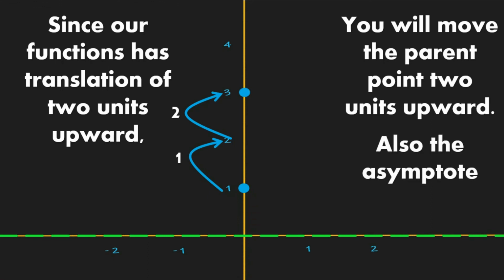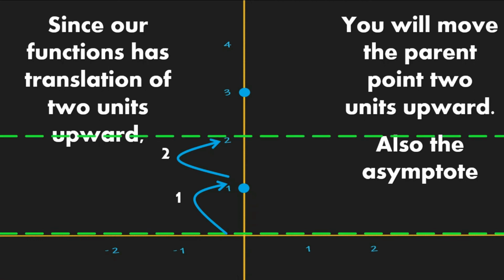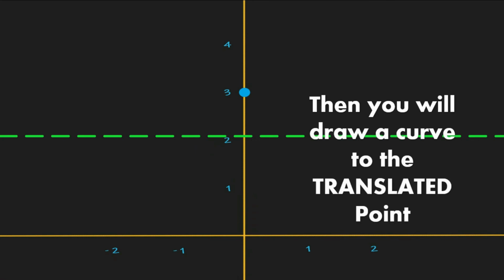Also, the asymptote will also move. Kung ilan yung point na ginalaw niya upward, yun din yung point na igagalaw ng ating asymptote upward. So, move yan ng isa, dalawa. So, dito mo na i-drawing yung bago mong asymptote. Palagi yan kapag vertical translation. Sumasama yung asymptote. Pagkatapos nun, pwede mo nang i-drawing yung iyong curve sa ating translated point like this.